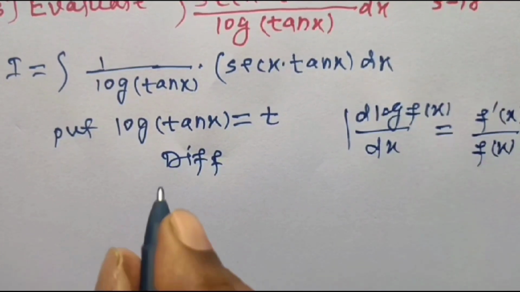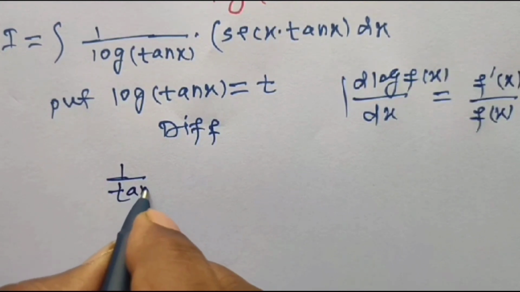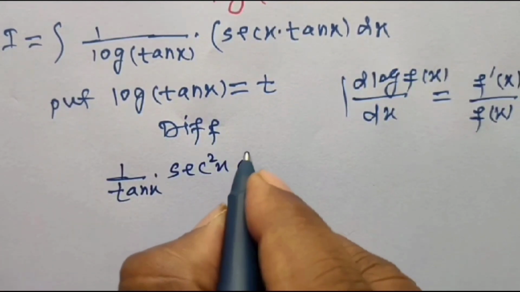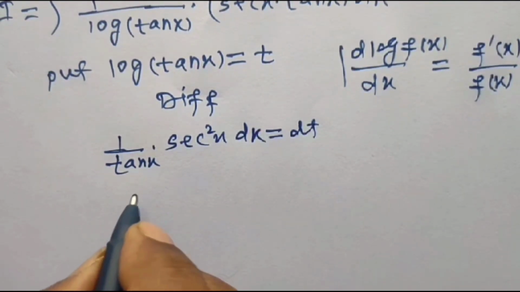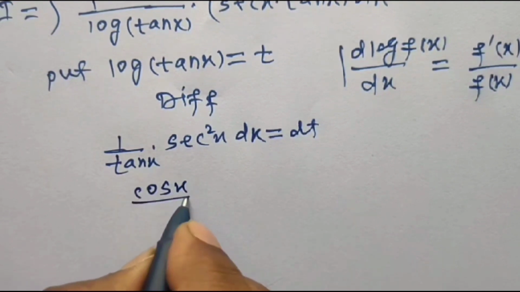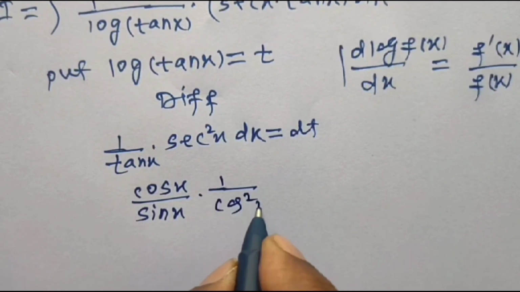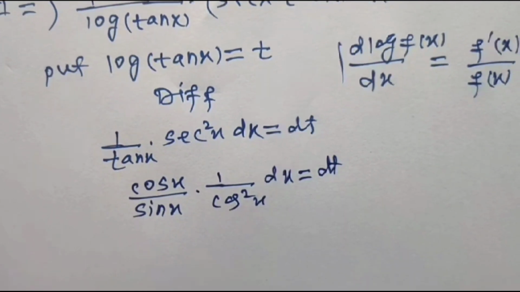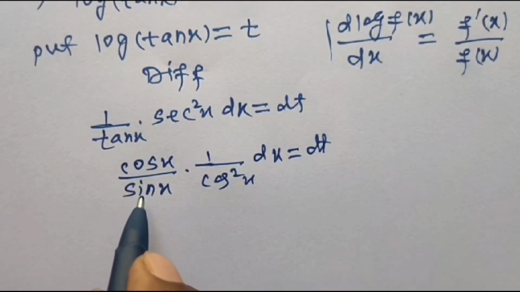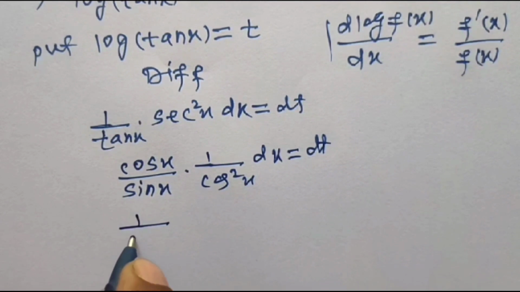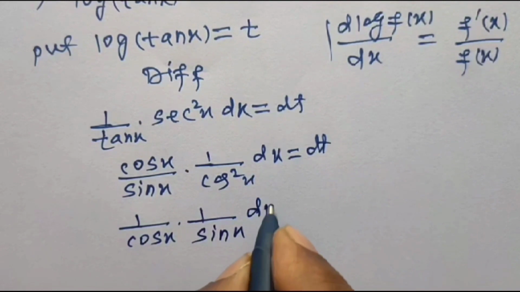So the derivative of log of tan x will be 1 upon tan x into the derivative of tan x, which is sec square x, dx is equal to dt. But 1 upon tan x is cot x, which is nothing but cos x divided by sin x, and sec x is 1 upon cos x, so 1 upon cos square x dx is equal to dt. But cos x cancels with this square, remains 1 upon cos x and this 1 upon sin x. So we can write this as 1 upon cos x into 1 upon sin x dx is equal to dt.